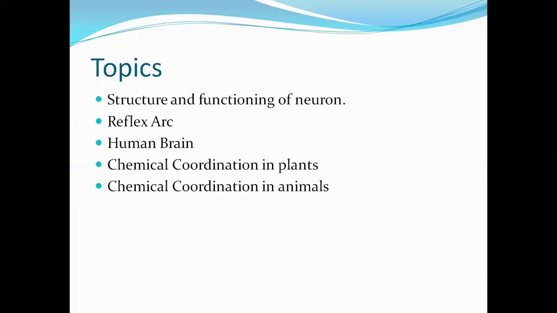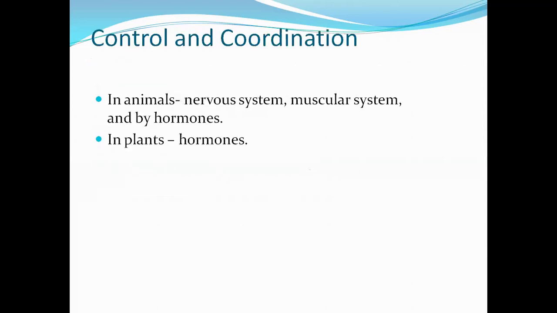Control and coordination means the functions of nervous system and hormones in our bodies. Let us have some examples. When you want to talk to your friends in the class, you whisper rather than shouting loudly. So that is control and coordination. One more example is that as soon as you touch a hot object, we remove our hand. So that is control and coordination. In animals, such control and coordination are guided by nervous system, muscular system, and some hormones, whereas in plants, they are controlled by hormones.